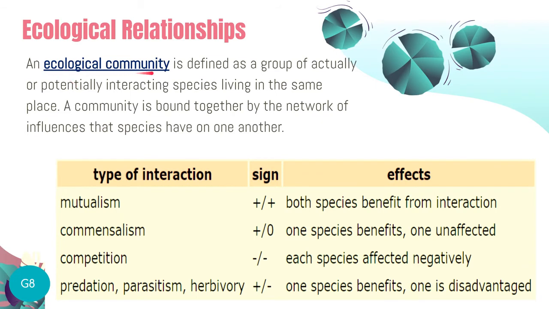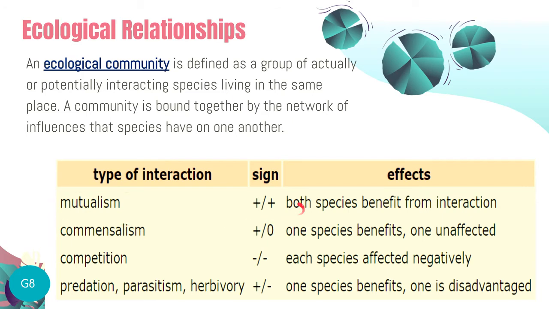So, an ecological community is defined as a group of actually or potentially interacting species living in the same place. And a community, or a group of several populations of different species, is bound together by a network of influences that species have on one another. So, these are examples of those ecological relationships. And let's look at the signs in order for us to remember the effects of those relationships on both species. So we have mutualism.